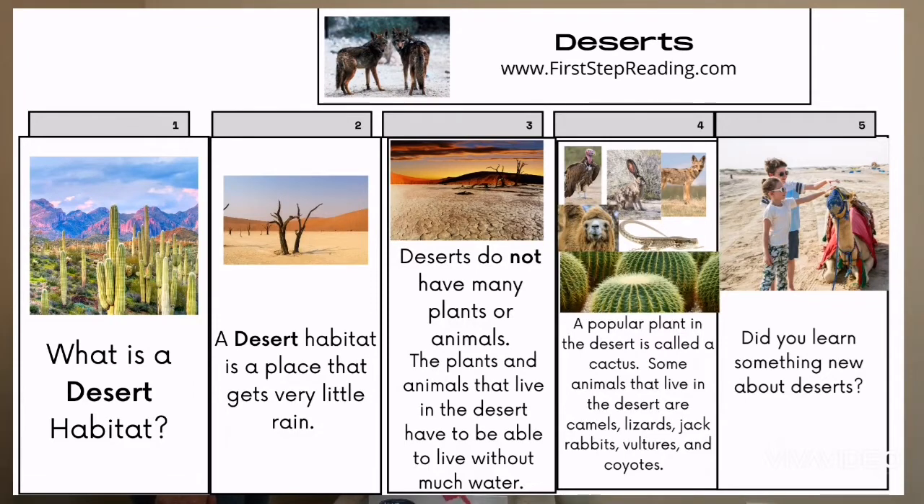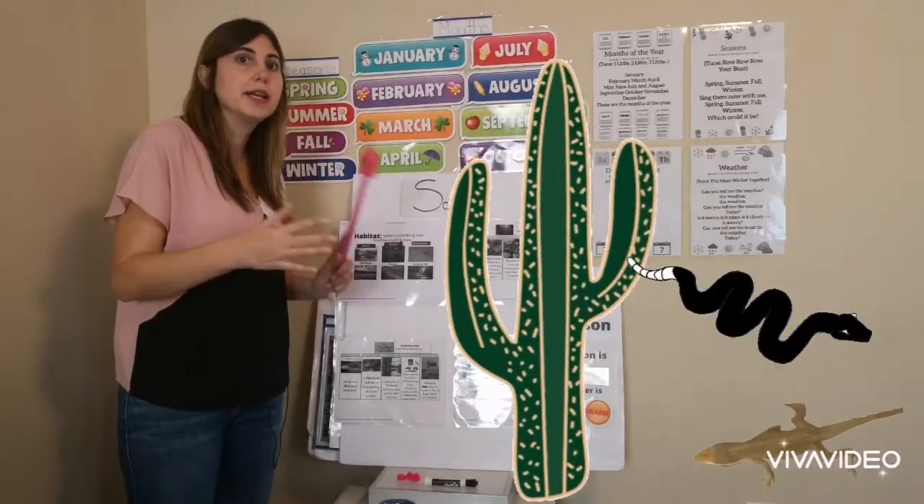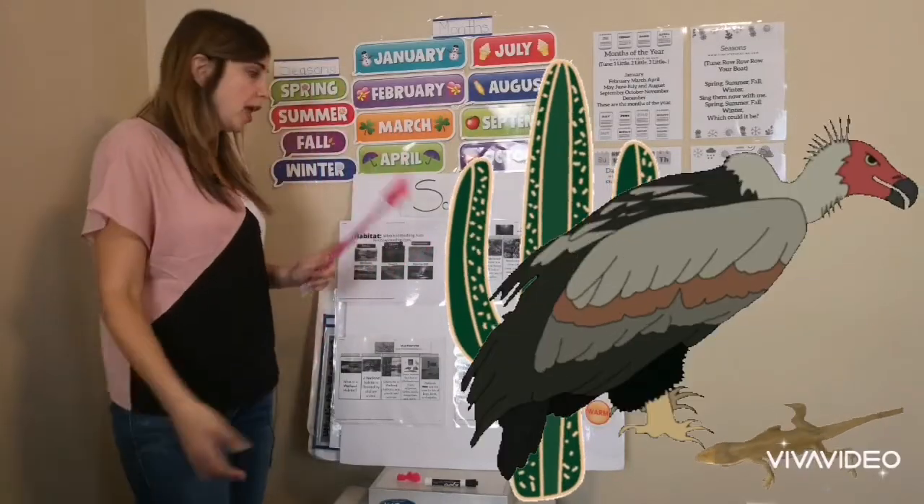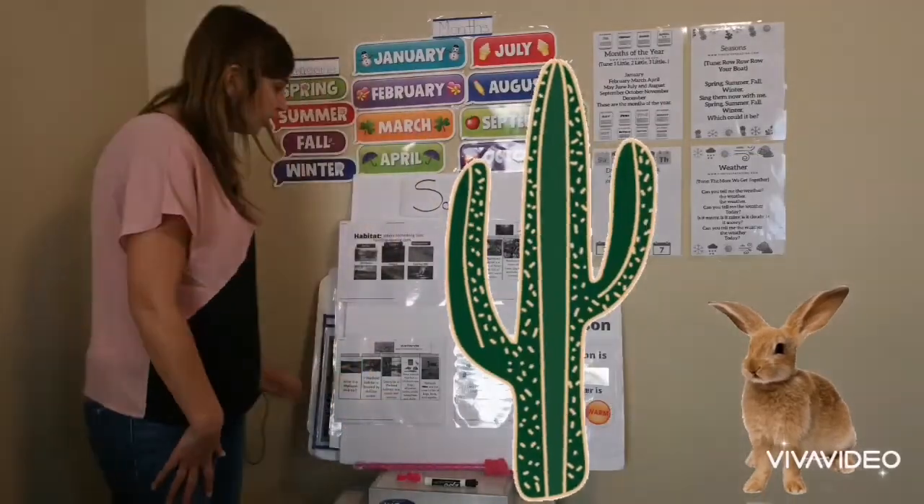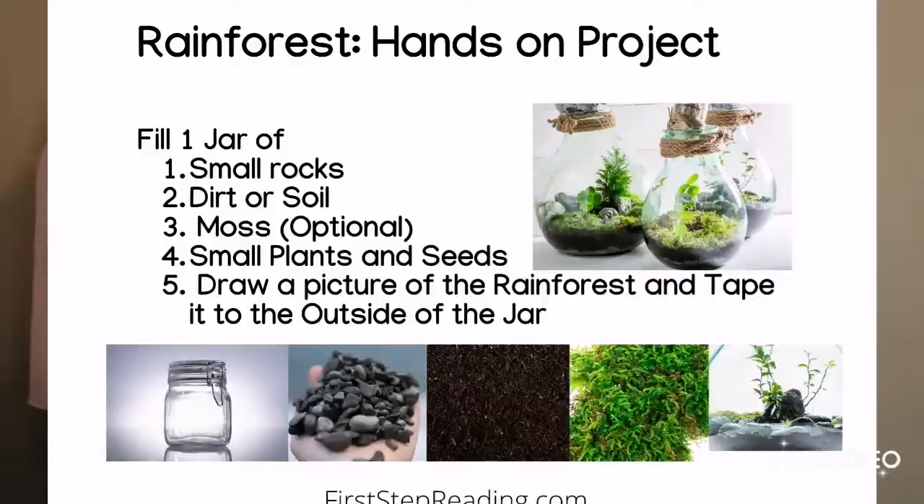A popular plant in the desert is called a cactus. Some animals that live in the desert are lizards, jackrabbits, vultures, and coyotes. Did you learn something about deserts? So there's lizards and snakes and coyotes and birds and cactuses in the desert. And bunnies, right? Jackrabbits.